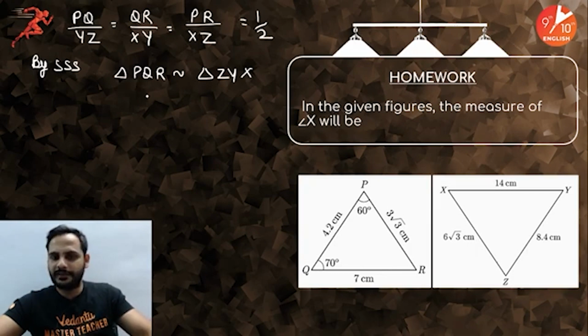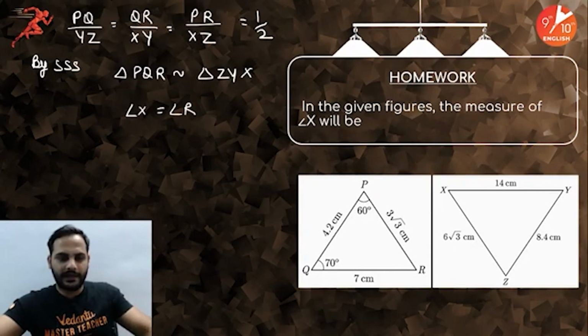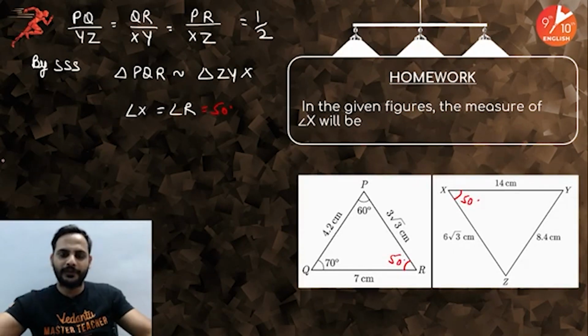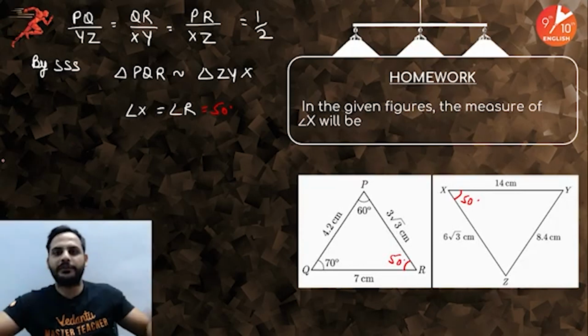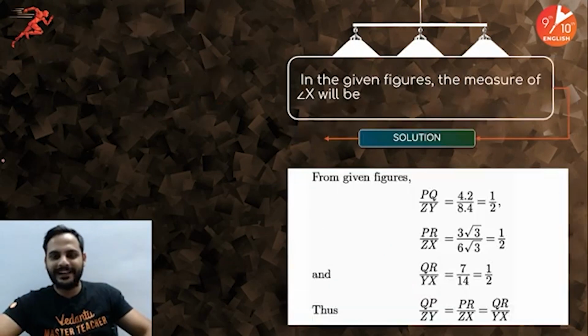Since they are similar, now they are asking for angle X. We can see angle X will be equal to angle R. Angle R we don't know, so use the angle sum property: 60 plus 70 plus angle R is equal to 180 degrees. We'll get angle R as 50. If angle R is 50, angle X will also be equal to 50 degrees. Right? Simple. Very well done to all those students who gave me the correct answer. I'll move ahead now, guys.